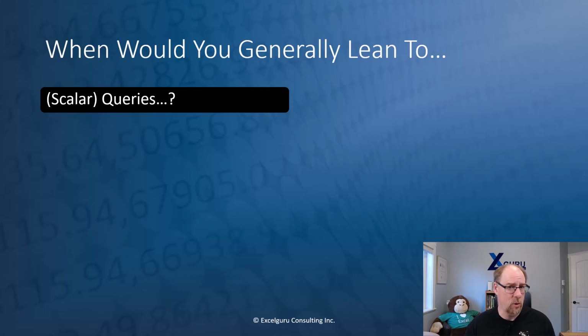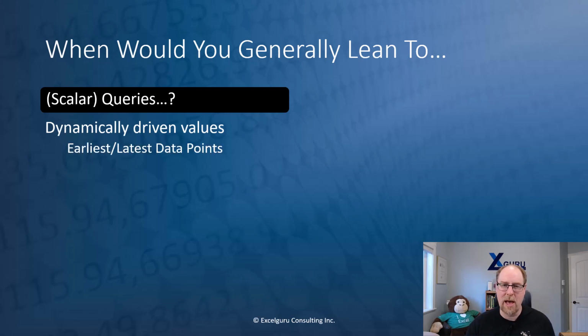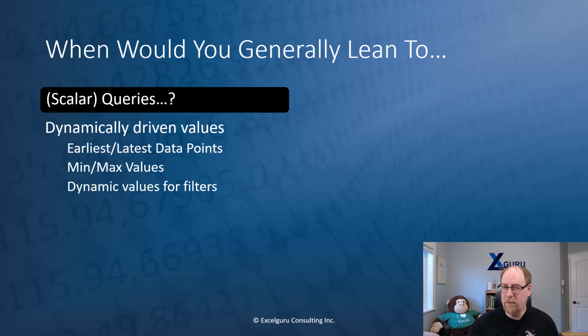For a scalar query, dynamically driven values. If I want to read from something like earliest and latest dates from my calendar, or minimum maximum values, or dynamic values for filtering, if I'm going to be reading from a data source, distilling it down to an individual data point to use somewhere else in my solution, then I'm going to go with a scalar query. Okay, that's my first rule of thumb on this one here.